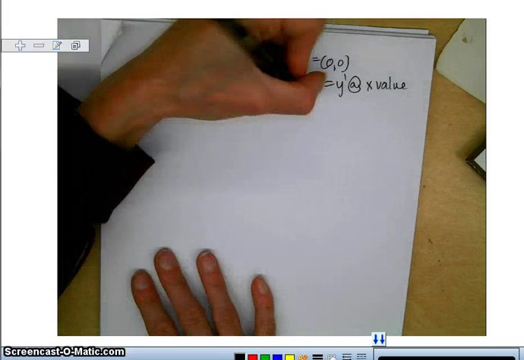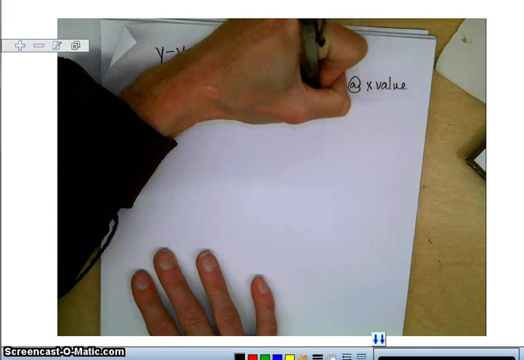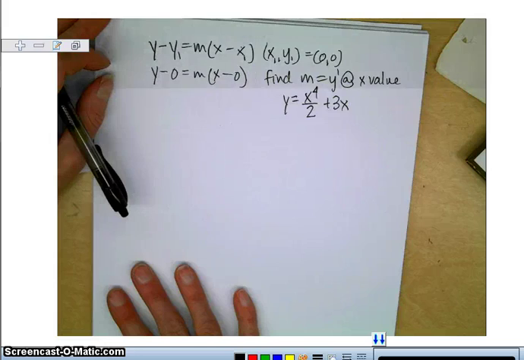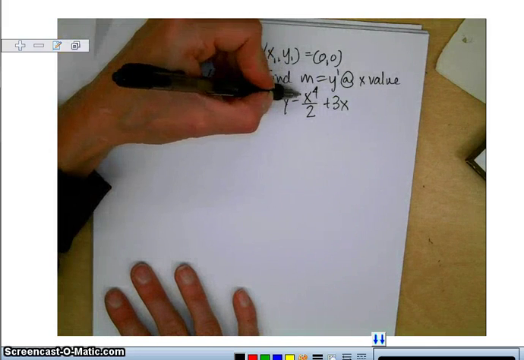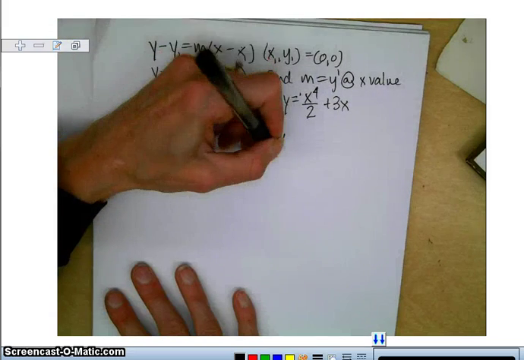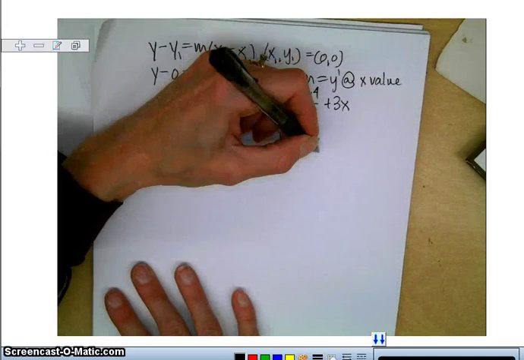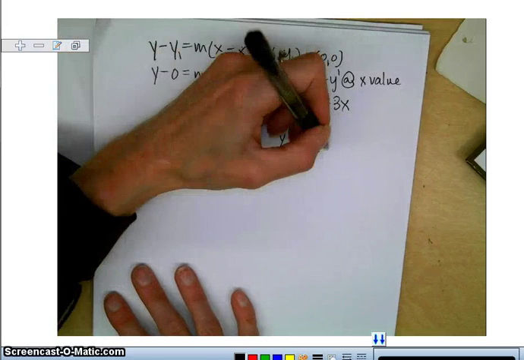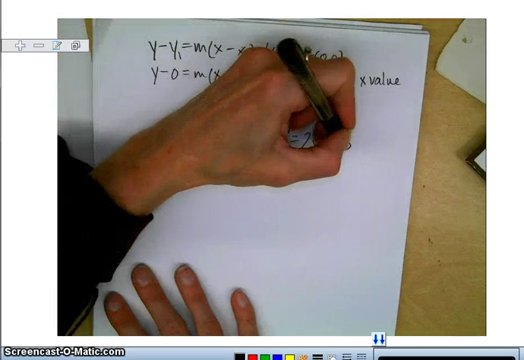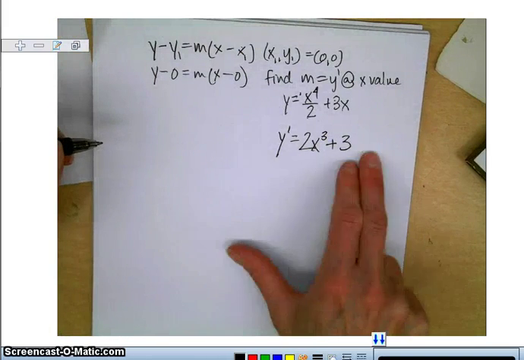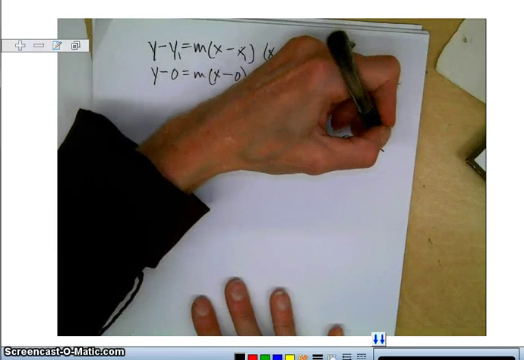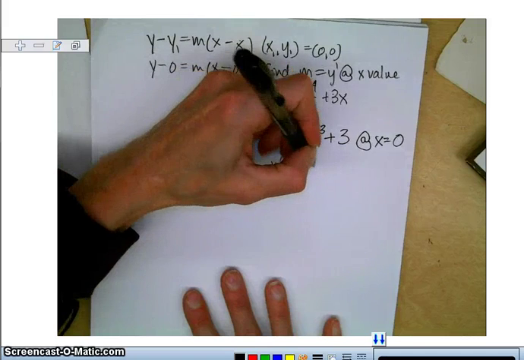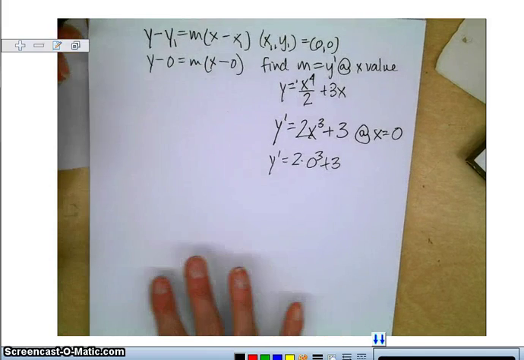So my function was y equals x to the 4th over 2 plus 3x. So I can use my shortcut rules to find the derivative. The power rule, I multiply by 4. So 4 divided by 2 is what? 2. And subtract 1 from the power, and it becomes x to the 3rd. And the derivative of 3x is 3. So there's my derivative. And what's the x value that I need to plug in? At what is their x value? 0. So if I plug 0 in for x, what do I get?